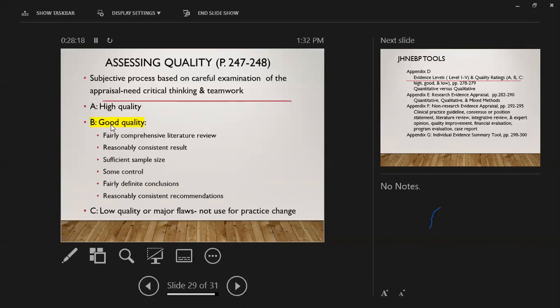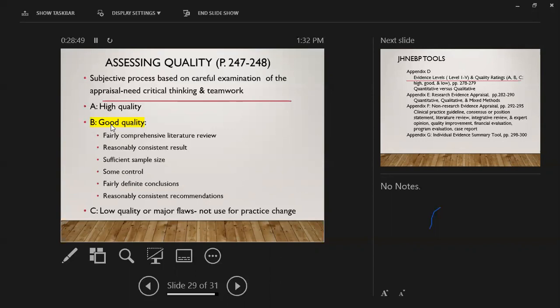High quality, it has really comprehensive, consistent, sufficient, definite. It meets everything, if so, that's high. But if it's fairly comprehensive, literature review was done, they talk about reasonably consistent result. Sample size is sufficient, at least 30 for quantitative study. Some control was done. Their conclusion was fairly definite. You can give good quality.